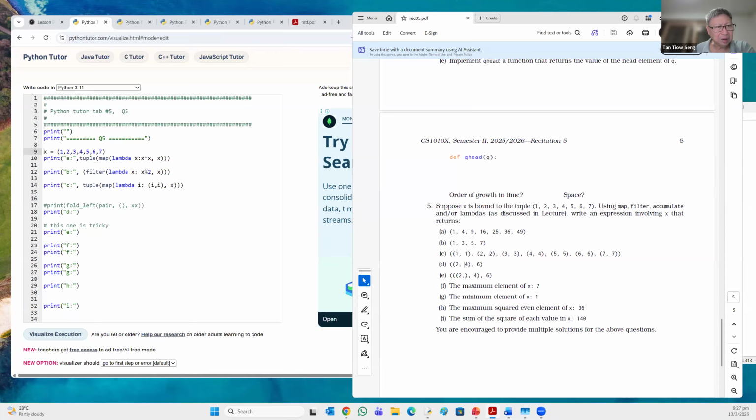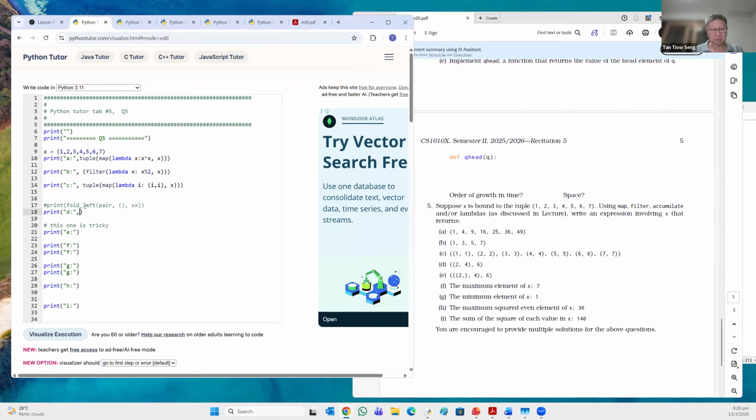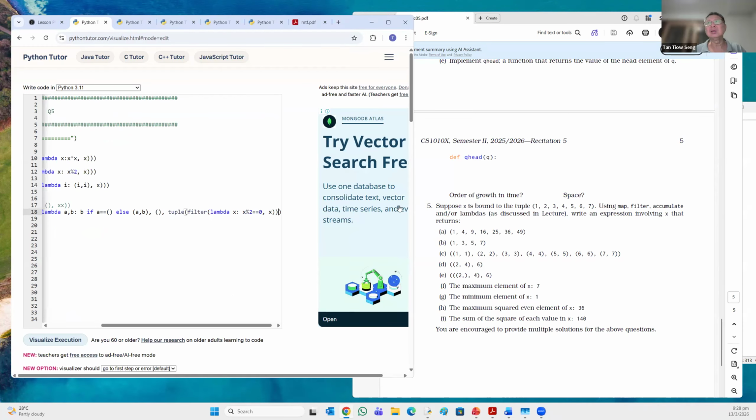Okay, what I have here for D is 4. I'm not using accumulate. Maybe this is just giving you, you are encouraged to provide multiple solutions. So let me just give you the 4 left. At least in my 4 left, I needed to use an if statement. What is my XX? My XX is actually a tuple. I could just substitute it here. Okay, it looks like this.